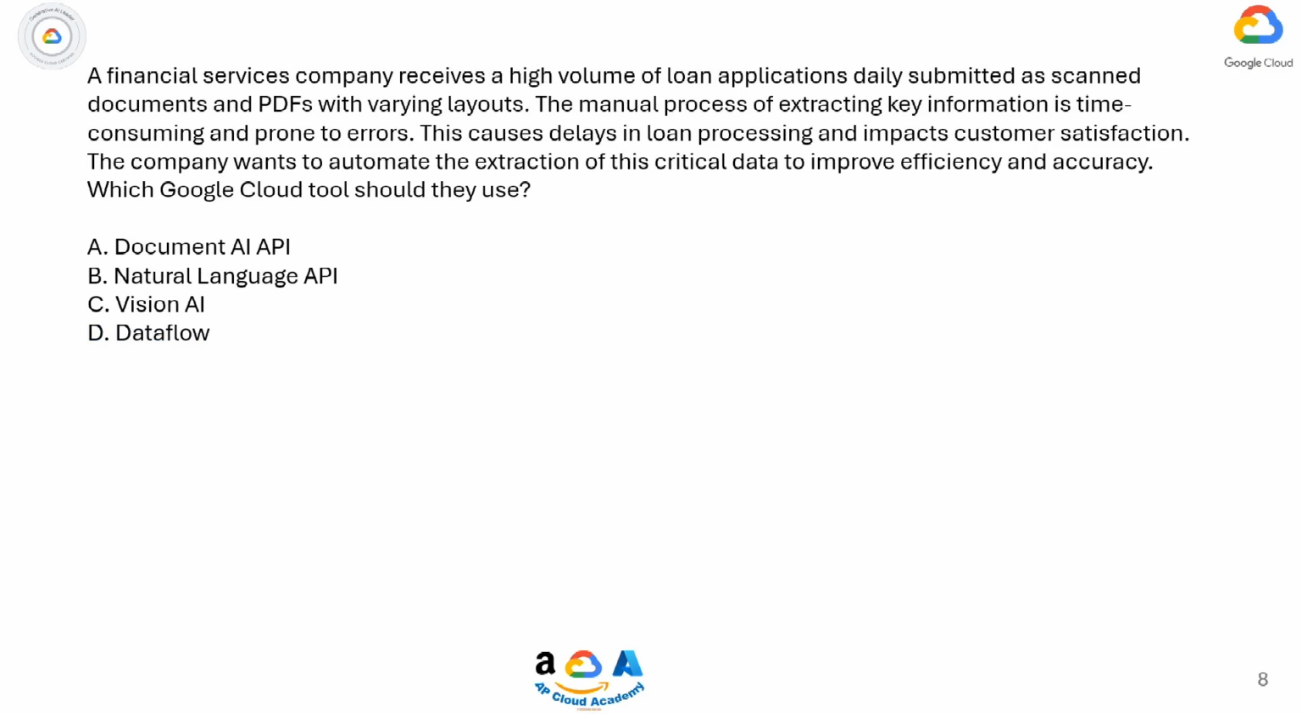A financial services company receives a high volume of loan applications daily, submitted as scanned documents and PDFs with varying layouts. The manual process of extracting key information is time-consuming and prone to errors. This causes delays in loan processing and impacts customer satisfaction. The company wants to automate the extraction of this critical data to improve efficiency and accuracy. Which Google Cloud tool should they use?